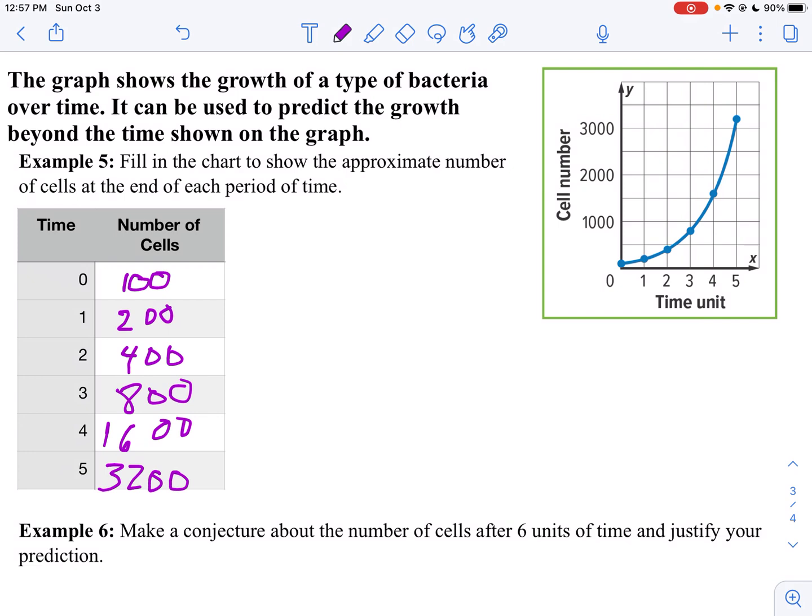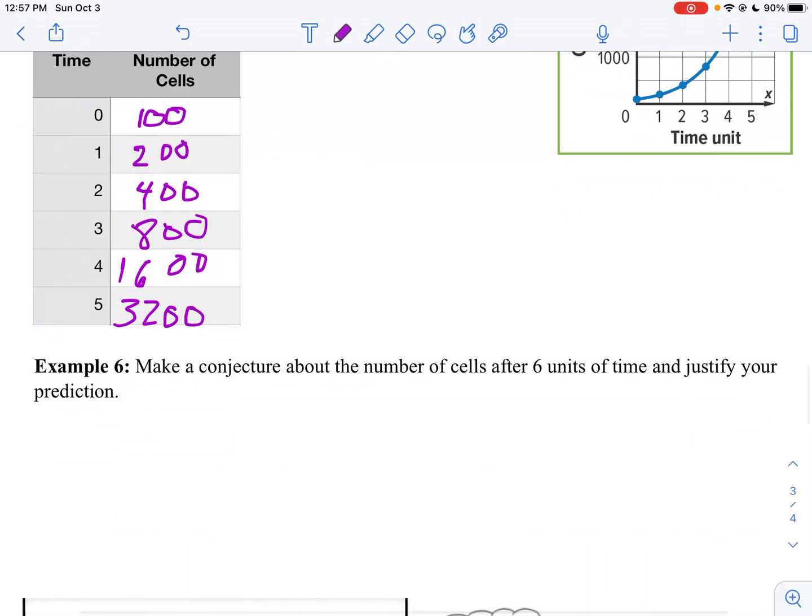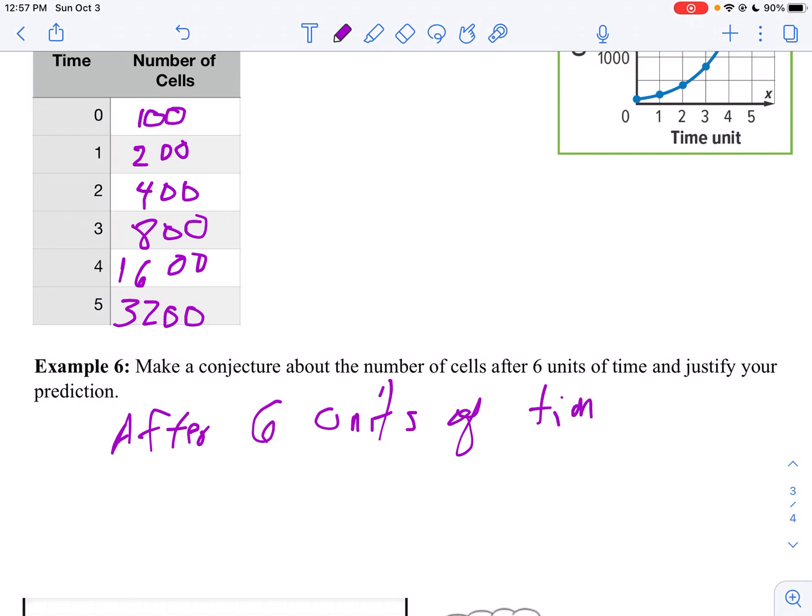Okay, make a conjecture about the number of cells after 6 units. Well, I think what happens is it's going to double again. So after 6 units of time, there would be 6,400 cells.